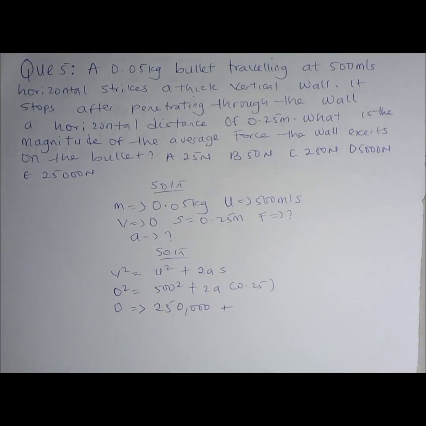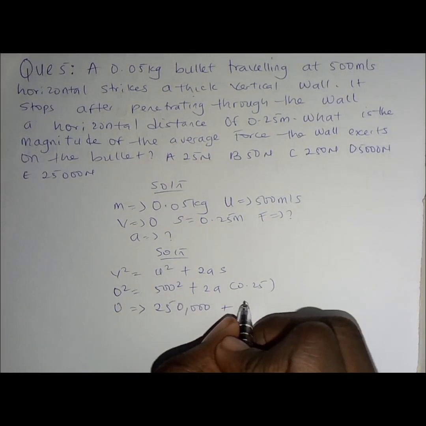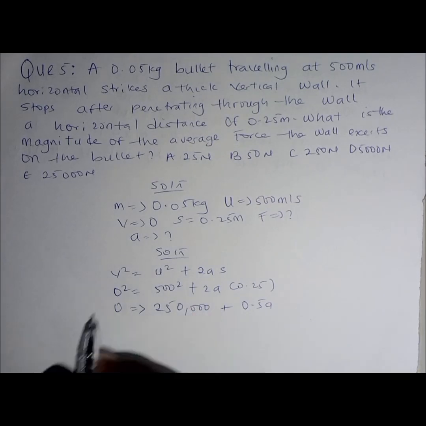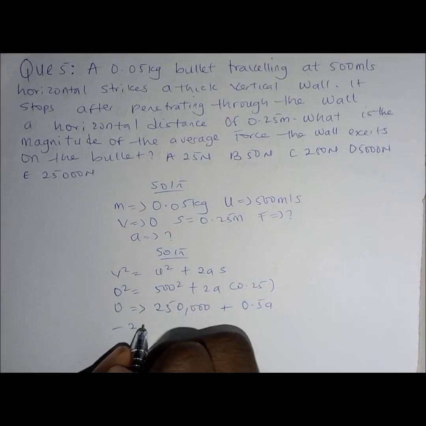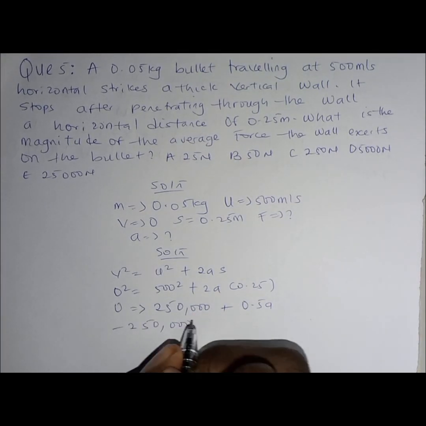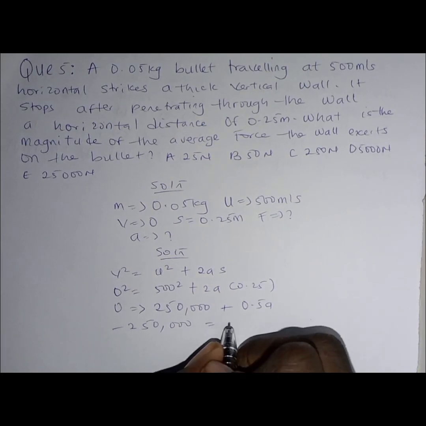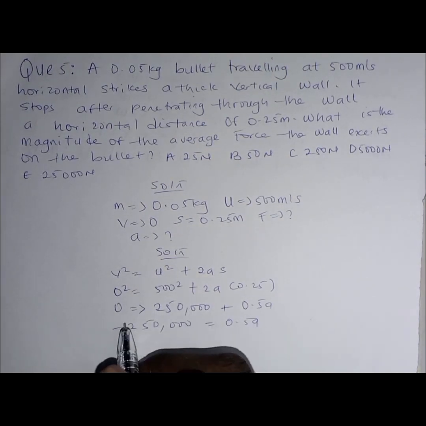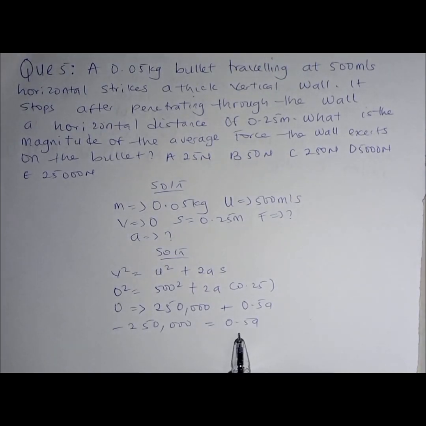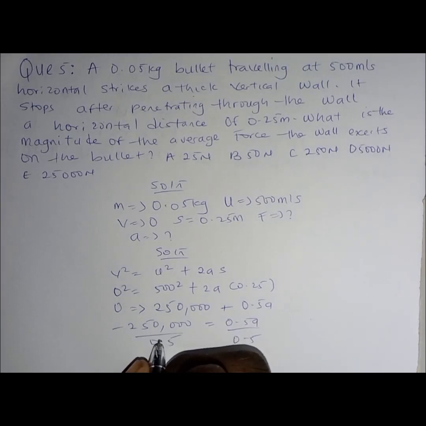250,000 plus 2 times 0.25 will have 0.5a. So collecting like terms, I think we'll have 250,000 equals to 0.5a. So I'm bringing this value here so I can get the value of a. So dividing both sides by 0.5 will get the value of a.